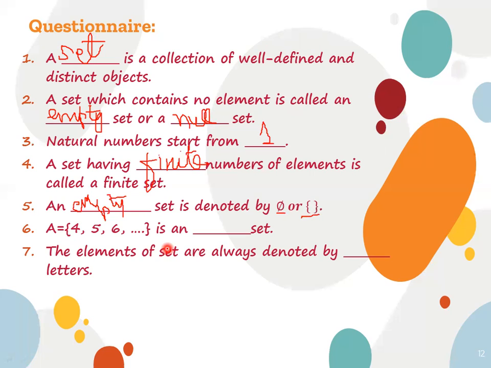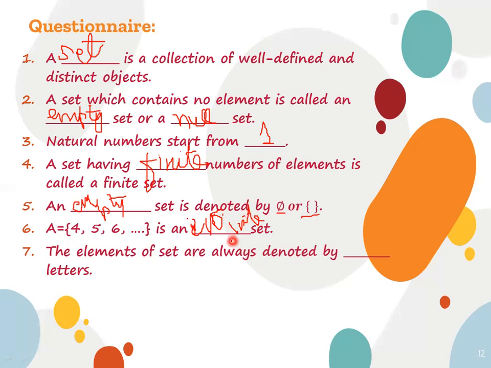A is equal to 4, 5, 6 and so on. Here you have to identify the type of set, whether it's a finite set, infinite set or empty set. Which set is this one? As you can see here, you cannot count the members of this set because of these dots, meaning you don't know where this set is going to end. So you cannot count the members of the set. So you will say that this is an infinite set. You will write it down here, infinite.